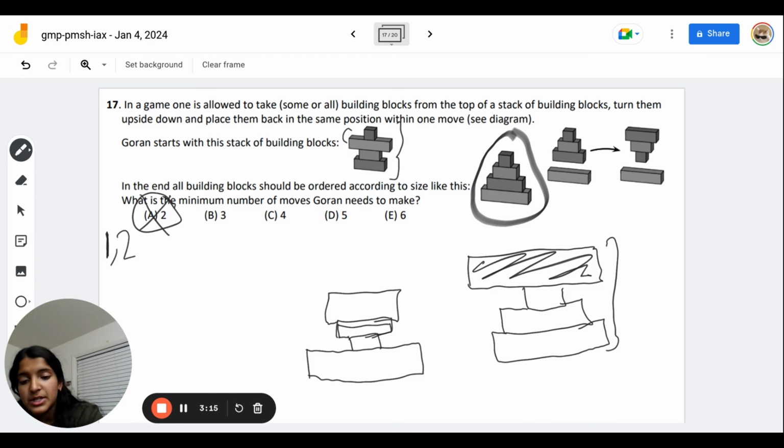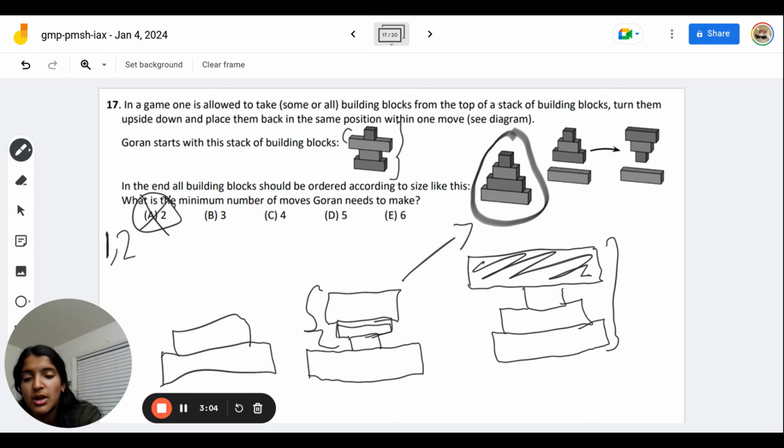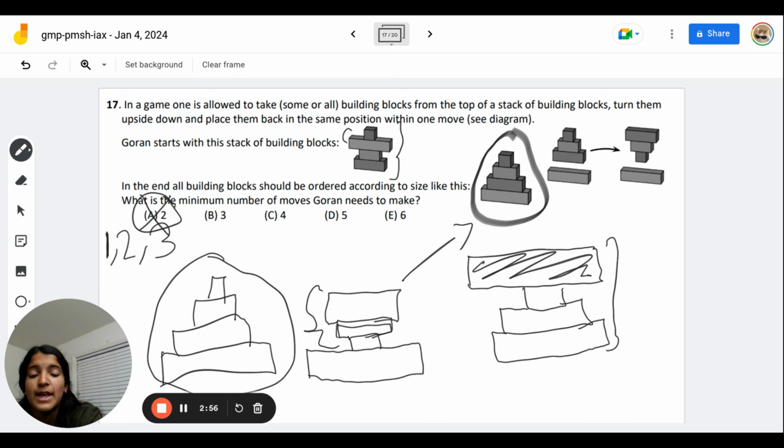So now all you need to do is just flip this small part to get it to the shape that we want. So once we flip it, you get the really big block, slightly smaller block, and the smallest block. And it would look like this. So that only took us 3 moves. So the answer to this question is B, 3 moves.